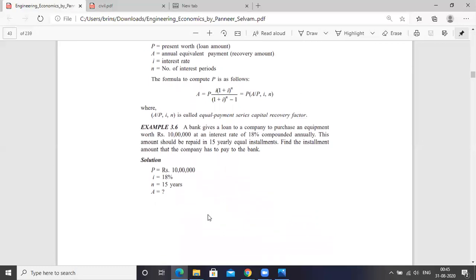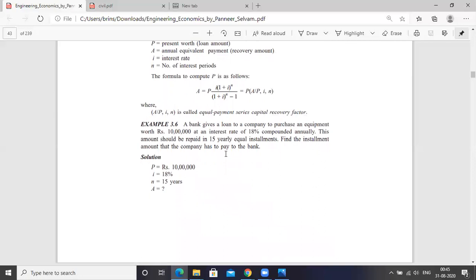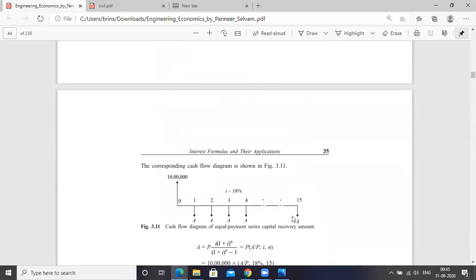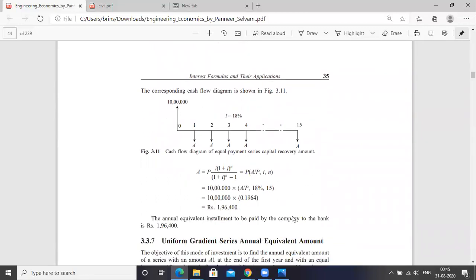Okay, so we need to find A, that is the installment for a yearly payment, right? They have given the principal amount, that is your 10 lakhs, with the interest of 18 percent compounded annually. And also they have given 15 years, that's your period. Now you can use the formula and find the annual equivalent installment.